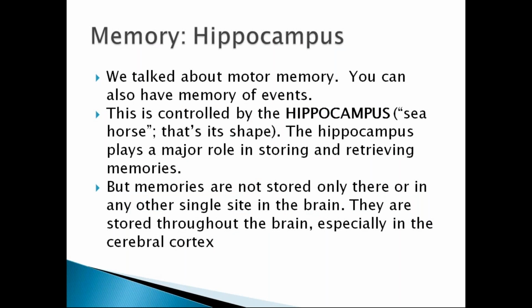Now, the hippocampus, that has to do with memory. We talked about motor memory. You can also have memory of events. This is controlled by the hippocampus, which means seahorse because it's shaped like one. The hippocampus plays a major role in storing and retrieving memories. But memories are not stored only there or in any other single site in the brain. They are stored throughout the brain, especially in the cerebral cortex.